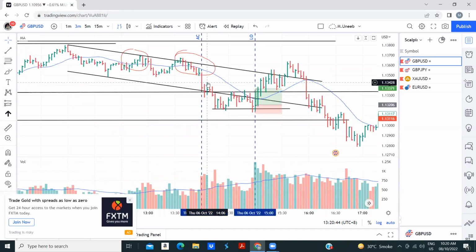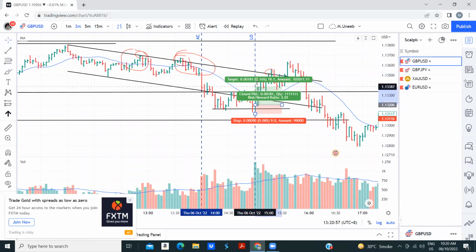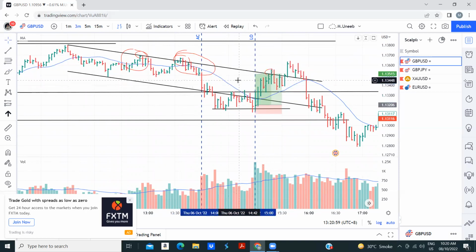What I'm seeing here in the channel, what should be my target? Now what I have seen here, every time the price reacts to the channel, it came down. So this would be my ideal exit, right? Understand? Okay.